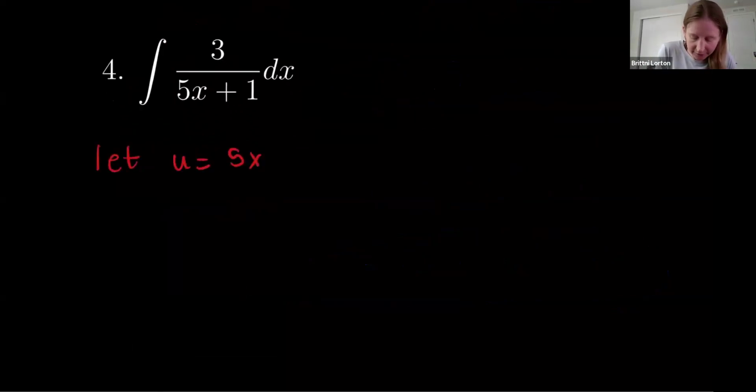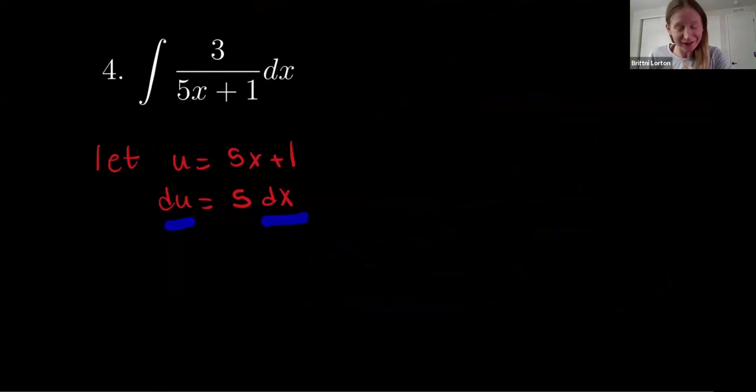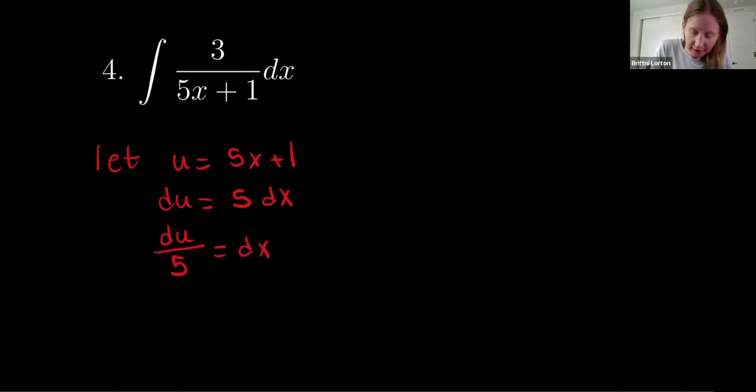Let u be 5x plus 1. Then the derivative of 5x is 5. Don't forget the differential. If you've got a differential on one side, then you have to have a differential on the other side of that equal sign. And now in this example, my integrand just has dx, so I should try to isolate that dx. I can rewrite that to be du divided by 5 is dx.